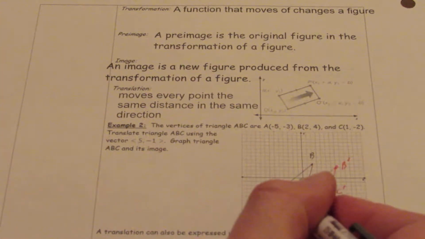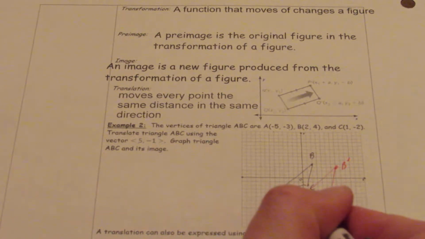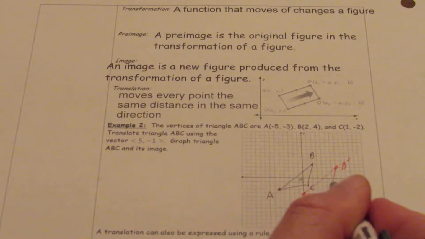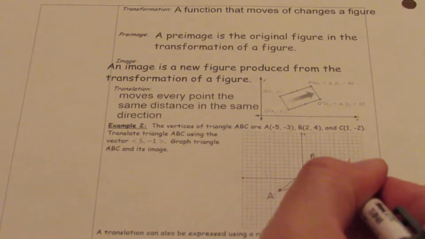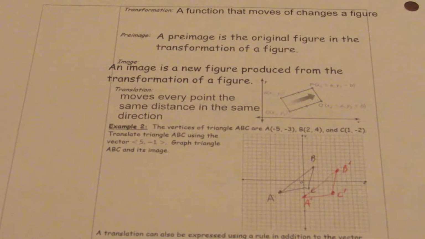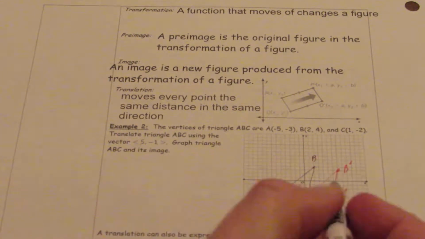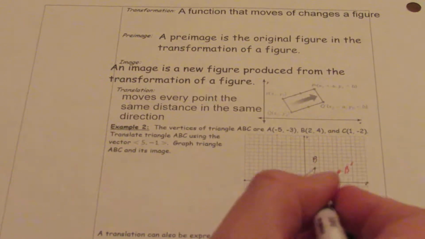If I'm doing it on the graph, I can just count. So from A, I count over 5 and down 1. From C, I count over 5 and down 1. From B, I count over 5 and down 1. Those are my new points, my images. Okay, and if you notice, I have A and A prime, B and B prime, C and C prime.